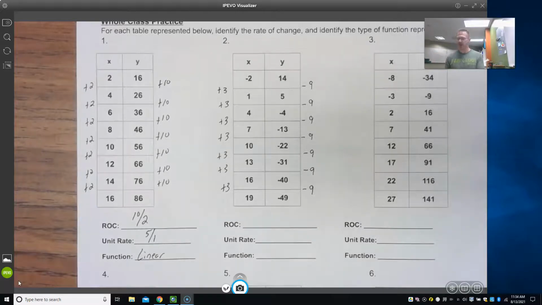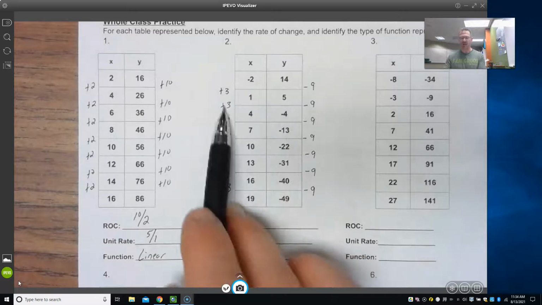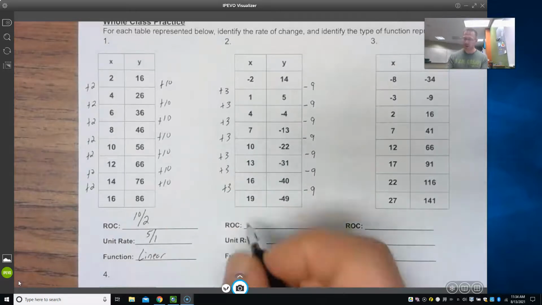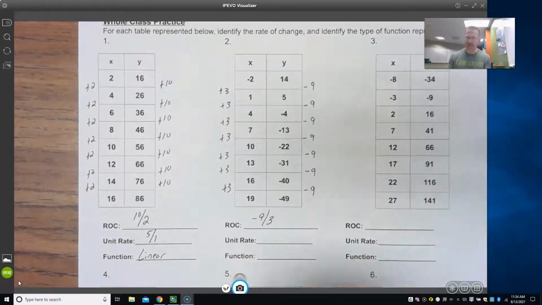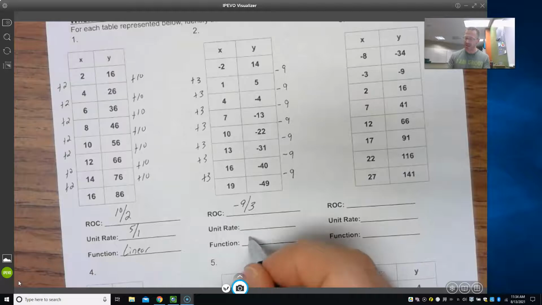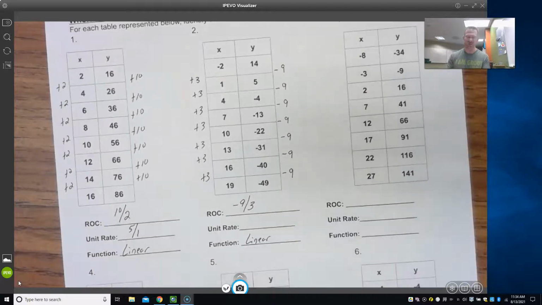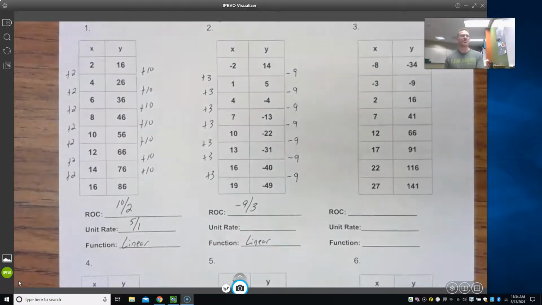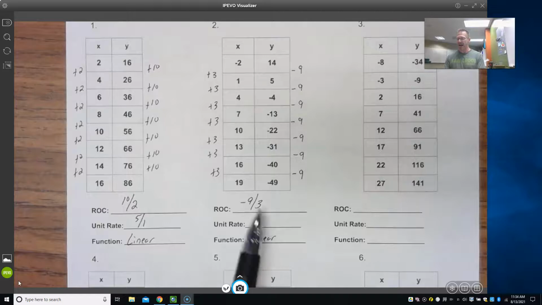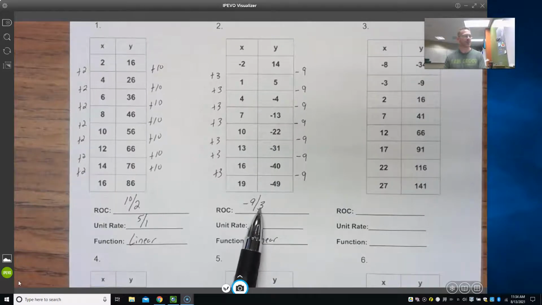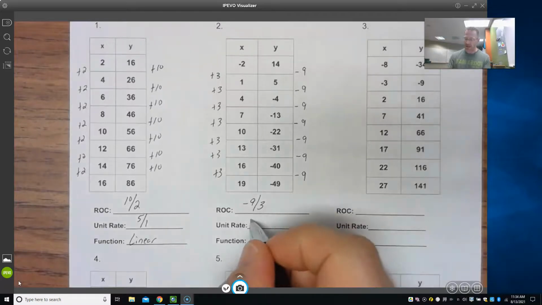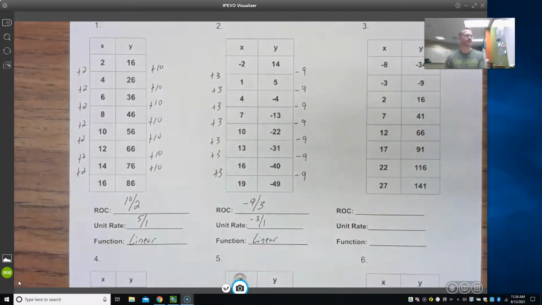Now, once again, if we look, my rate of change every time is negative 9 to 3. So that's my rate of change. And once again, it's a constant rate of change, and that means it's a linear function. Then to get to my unit rate of change, I have to get to the denominator of 1 here, so I need to reduce this fraction. I'm going to divide the top and the bottom, the numerator and the denominator, by 3, and I get negative 3 to 1.